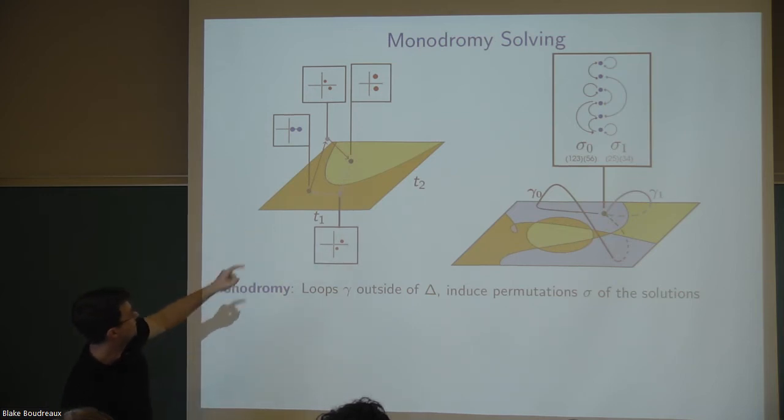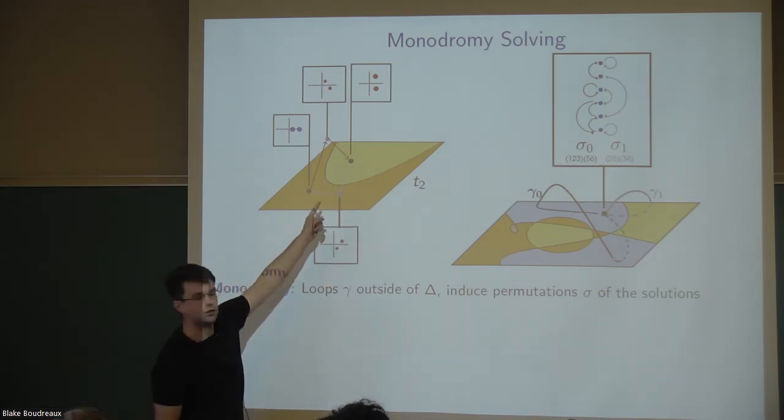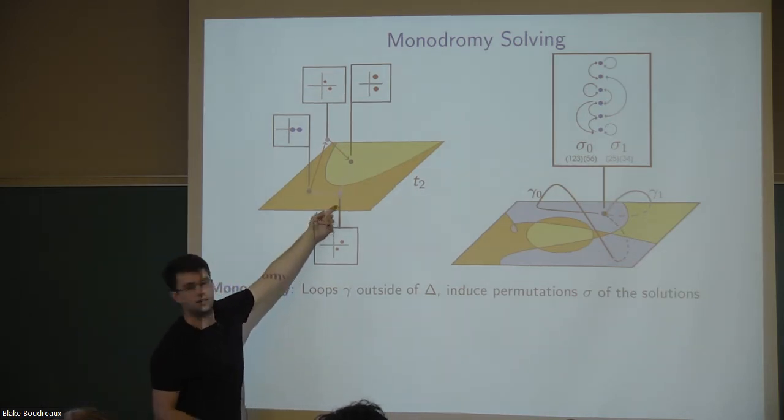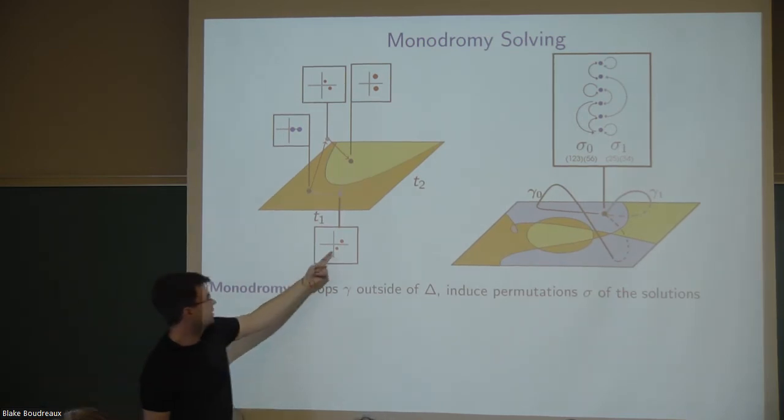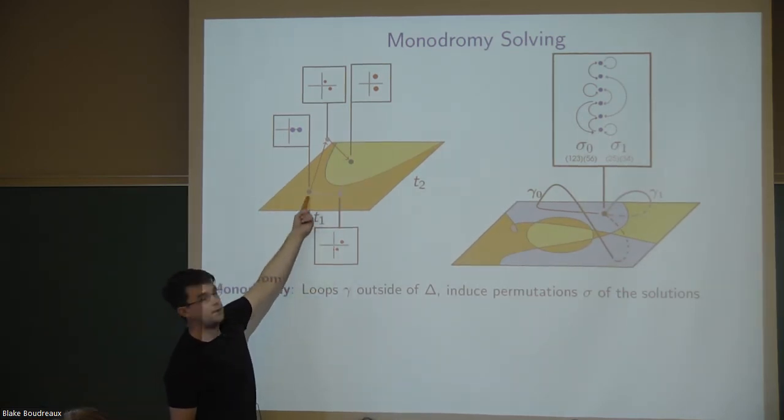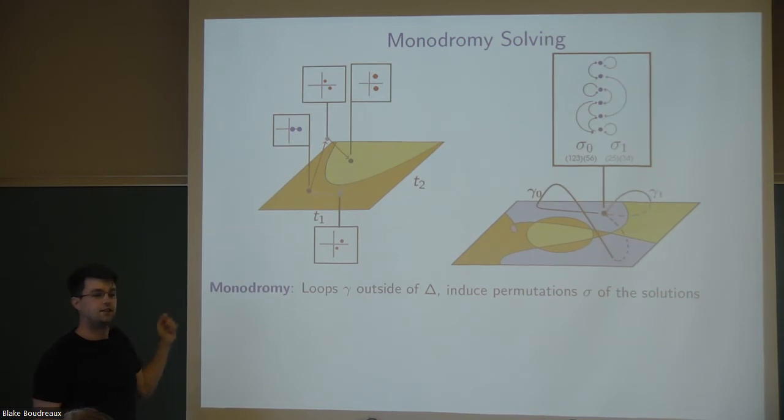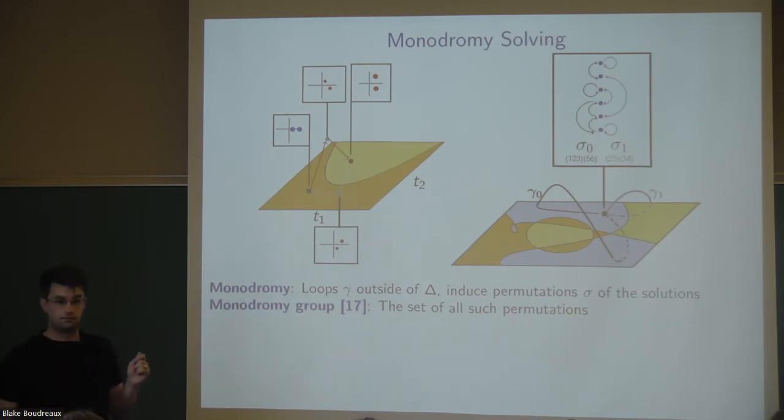Okay, now I come back to this other point. Now it's this bottom complex conjugate solution. Now let me do a loop. Let me go down here now. Well, now it's over here. And if I pop back to where I started, I have found the other solution. Okay, so loops around the discriminant locus will induce permutations on the solutions. The collection of all permutations is called the monodromy group of this problem.